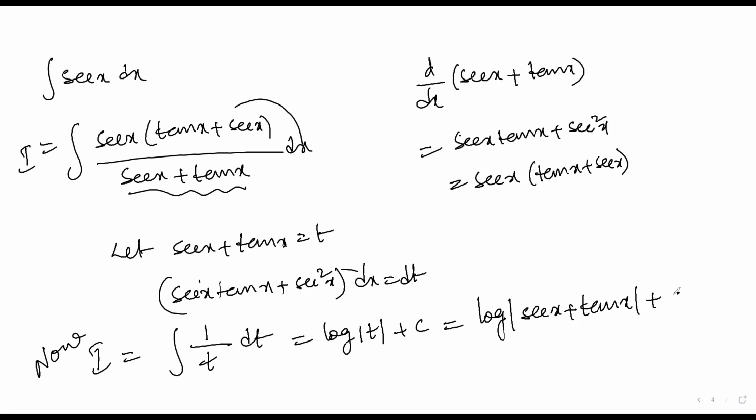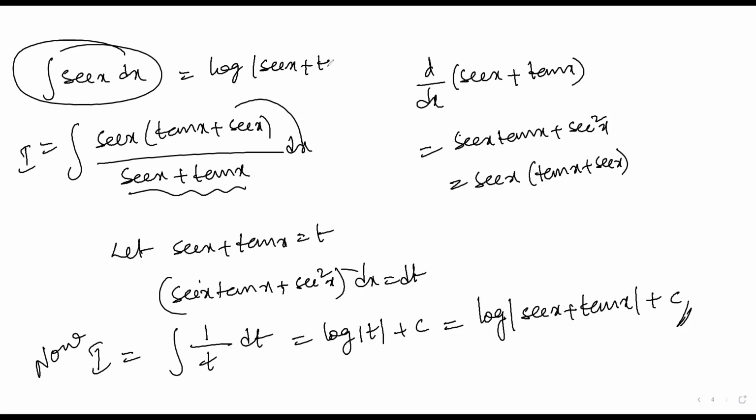This is how we do it. So you got secant x. Integration of secant x dx is log mod secant x plus tan x. We have to remember this formula.